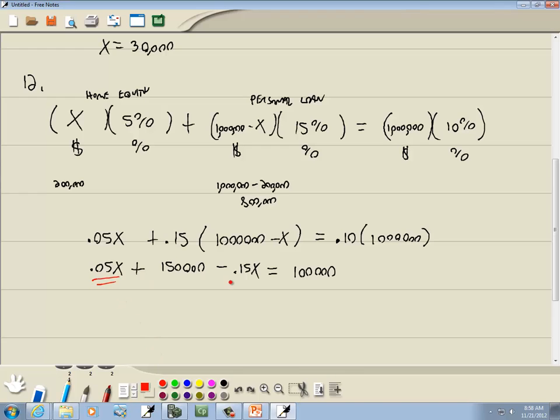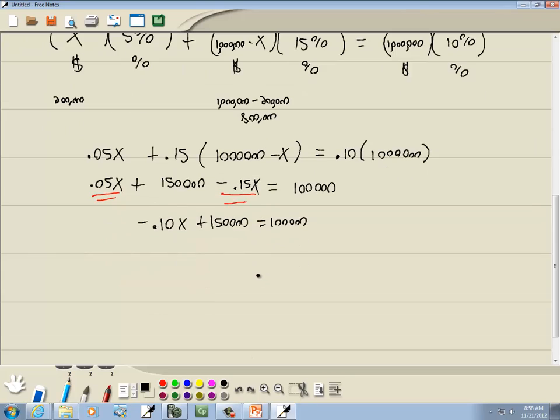Here we have 0.05x minus 0.15x. That gives us negative 0.10x plus 150,000 equals 100,000. Now we got rid of parentheses. Second step is get rid of fractions. Don't have any. Third step is get everything with an x on one side, numbers on the other side. So I'll take the 150,000 over to the right side.